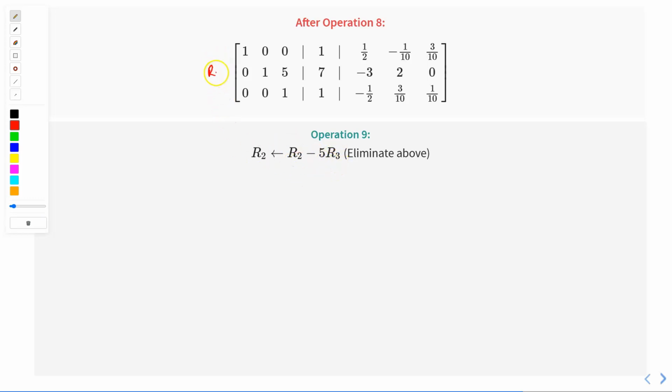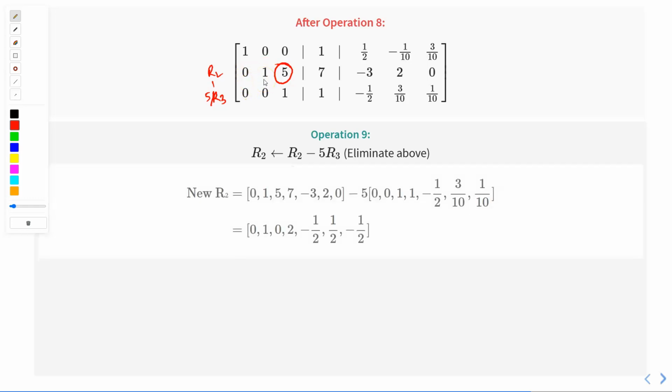So R2 minus 5 into R3, and this element will become 0. If I do the operation, the new R2 will be R2 minus 5 into R3. Then I'll get this element 0, and consequently the other elements will change. 7 becomes minus half, minus 3 becomes 1 by half, then I'll get half. So new R2 will be 0 1 0 2 minus half half and minus 2.